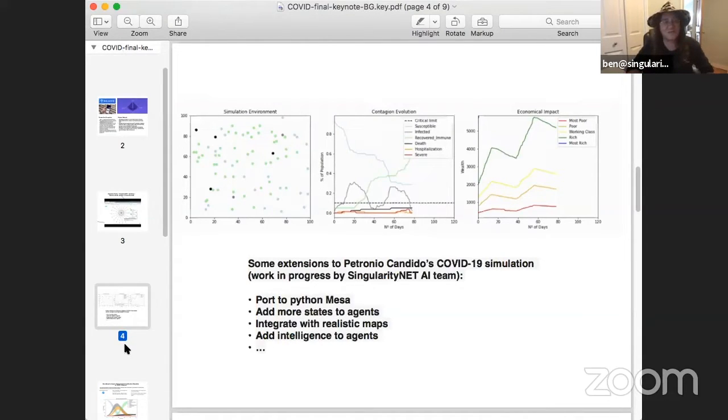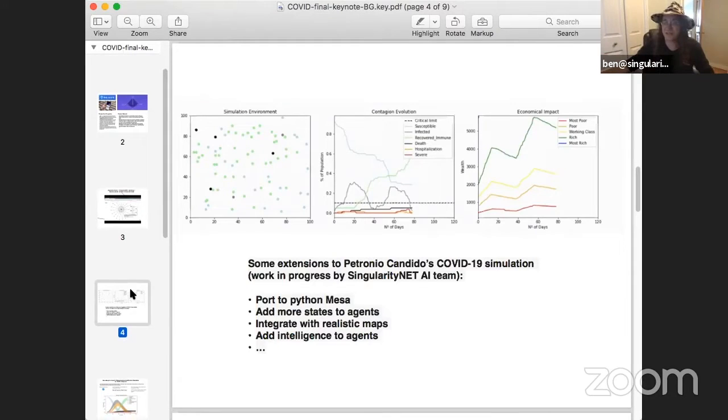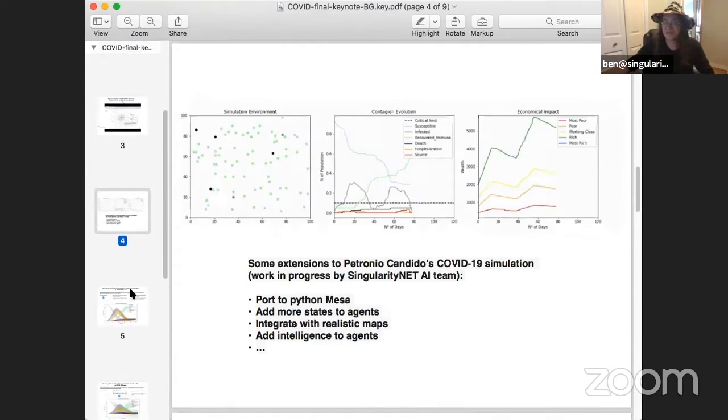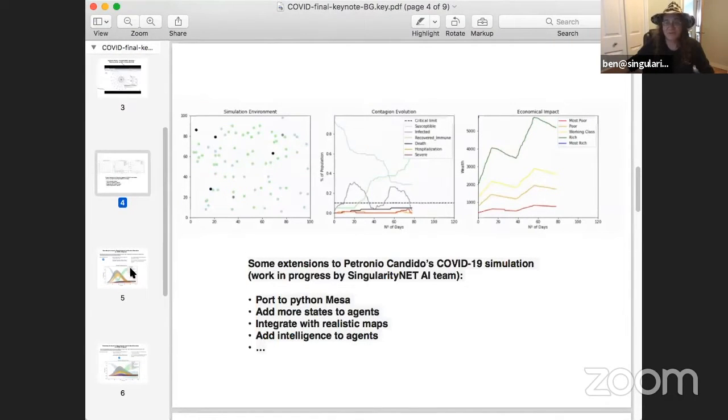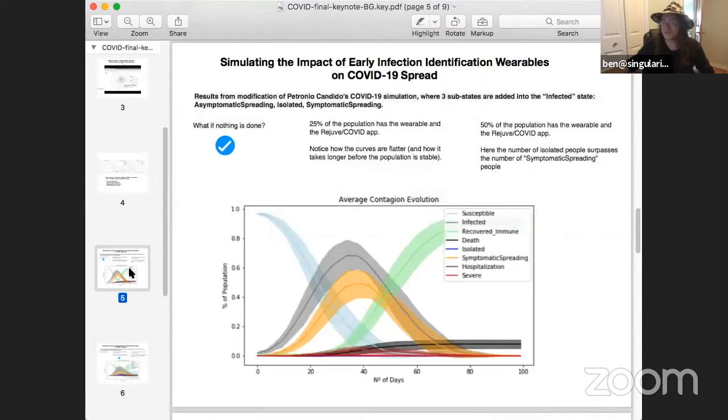We've ported it to the Python Mesa simulation framework, which is easy to work with and provides greater scalability. We're making the simple agents in Petronio's original simulation more complex. We've integrated with GIS systems, so you can have the agents moving on a realistic map. And as Debbie was describing, most interestingly, we're looking at adding some intelligence to these agents. I want to describe just a couple of the simple initial things we've done here.